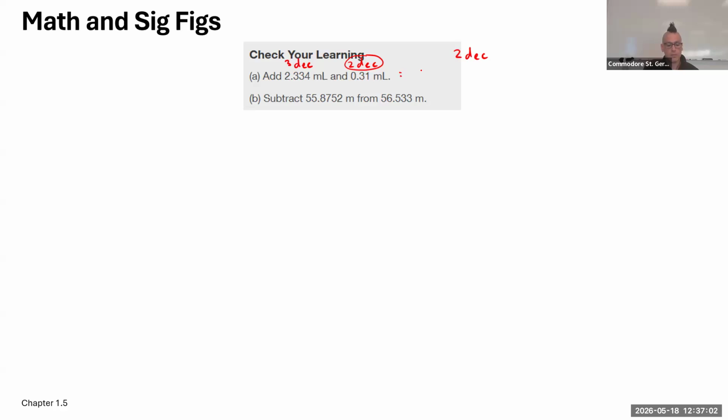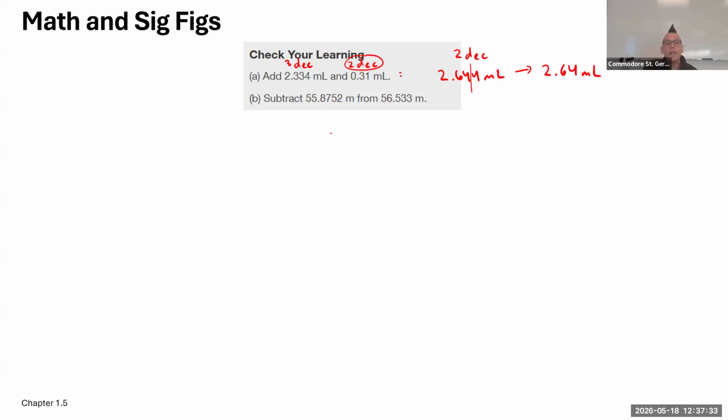Let's add that together. 2.334 plus 0.31 is going to be 2.644. We can't get rid of the digits. It has to be milliliters. We want 2 decimal places. So we look at the 4, the last 4. We don't round up, so it just becomes 2.64 milliliters.